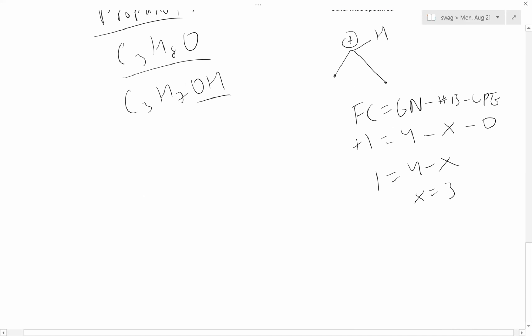So propanol looks like this. C3H7. So remember, 3 carbons: you have 1, 2, 3, and then OH. That's it. If you see this, you should know this is C3H7OH. So if you were to draw this out, there's a hydrogen here, hydrogen here, hydrogen here, hydrogen here, 3 hydrogens.